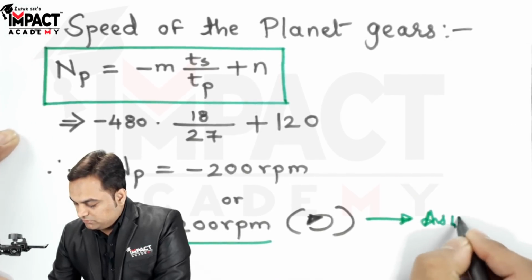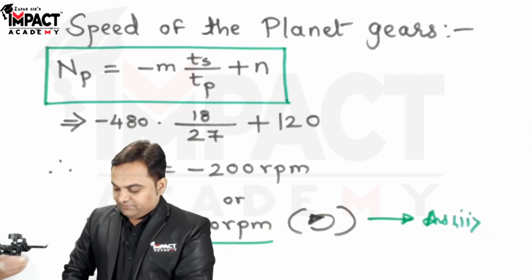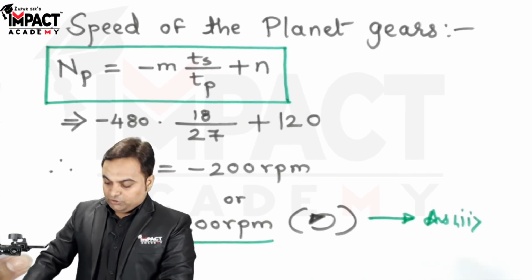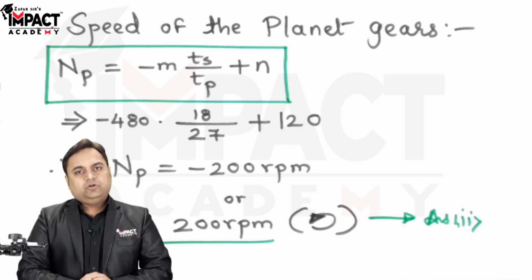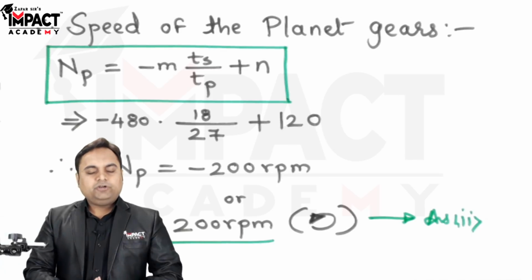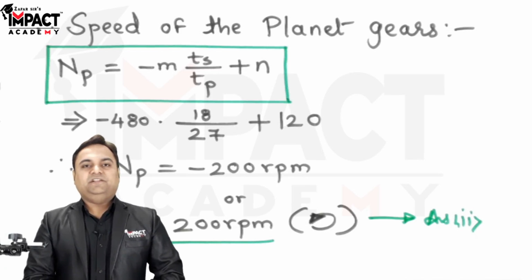So this much is the speed for the given planet gears, that is 200 rpm in an anti-clockwise direction when the sun wheel is rotating at 600 rpm in the clockwise direction. So in short, that was a problem regarding the epicyclic gear train.